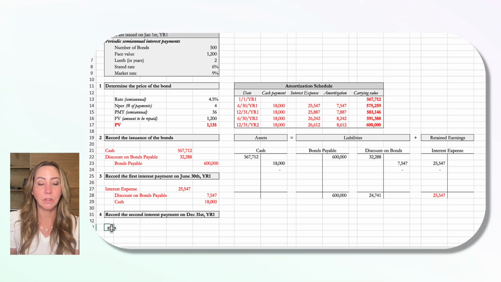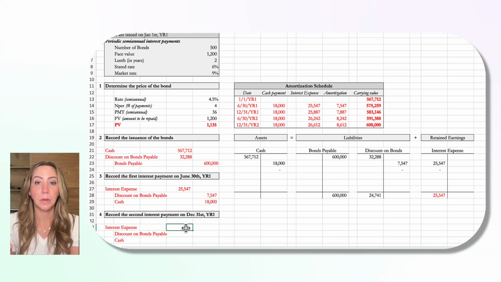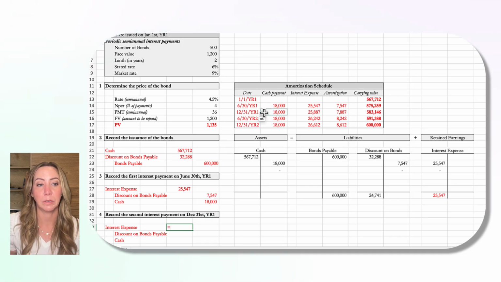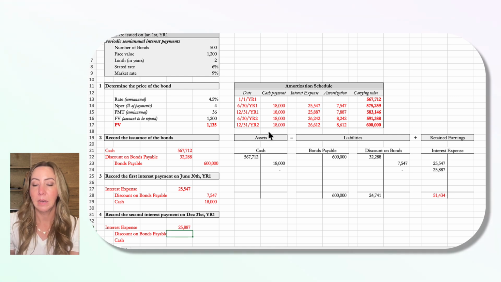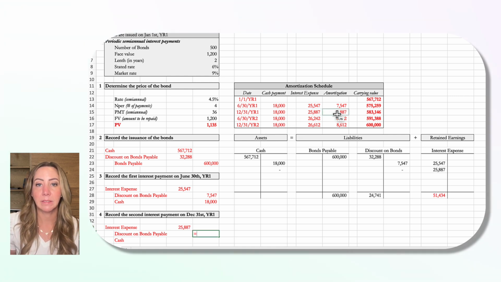I'm going to do the same thing for the second payment, debiting interest expense, crediting the discount on bonds payable, and crediting cash. The numbers come straight from my amortization table. So if I make my amortization table correctly, then I'll have the numbers available for my journal entries. So my debit to interest expense on December 31st is $25,887. I need to take a little bit of that extra interest out of the discount account so that I can get to that $25,887 because I'm actually only making an $18,000 payment. So there you have it.